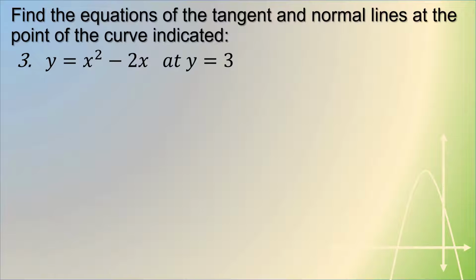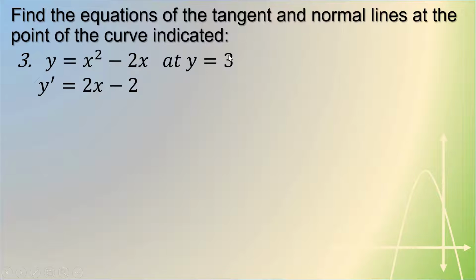Our third example, y is equal to x squared minus 2x at y is equal to 3. So finding the first derivative, in order to find the slope of our tangent line, y prime is equal to 2x minus 2. And since wala tayong value ng x para masubstitute dito sa ating first derivative, kailangan natin hanapin muna yung value ng x using the y coordinate value, which is 3.